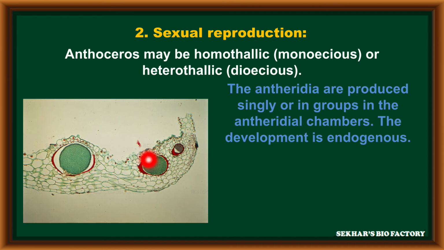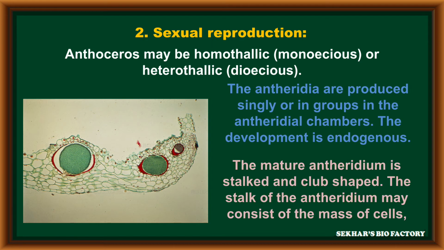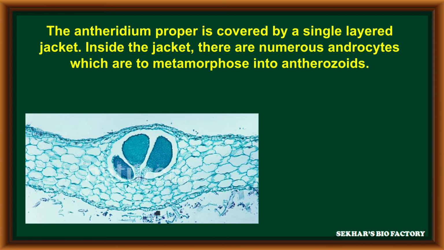The antheridia occur either singly or in groups. These antheridia are produced in small antheridial chambers. This development is completely endogenous, meaning the development of the antheridium takes place inside the thallus, in an antheridial chamber. The matured antheridium is a stalked and club-shaped structure. The stalk of the antheridium may consist of a mass of cells. The antheridium is covered by a single-layered jacket, and inside the jacket are numerous androcytes which metamorphose into anthrozoids.